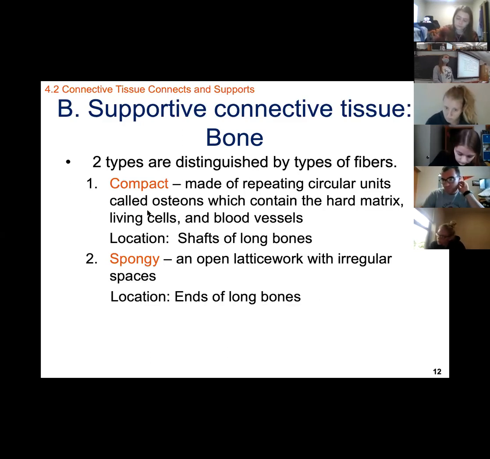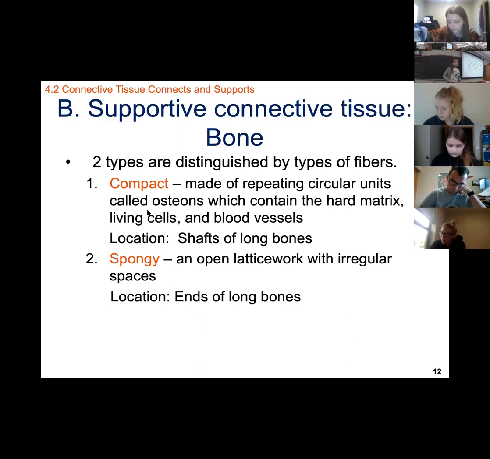So we have compact and spongy. These are the 2 different types of bone. That compact bone is made of repeating circular units called osteons, which contain the hard matrix, living cells, and blood vessels. This is shafts of long bone. So the bones in your leg and your arm, these are going to be that compact, made of osteons, those cells, circular. On the next slide, we're going to see a picture of what an osteon looks like under a microscope.